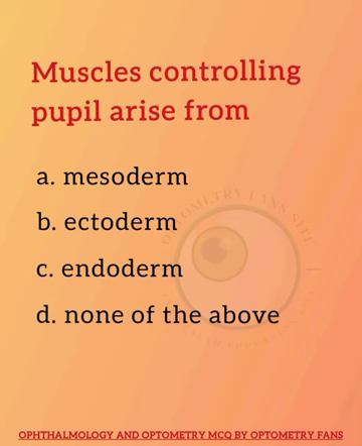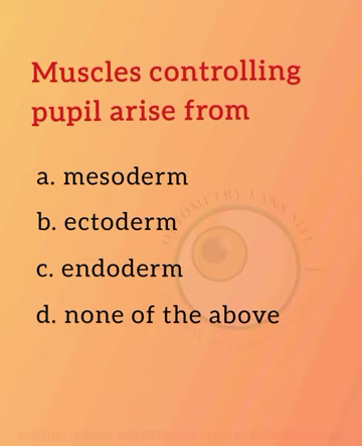The muscle controlling pupil arise from option A, mesoderm. Option B, ectoderm. Option C, endoderm. And option D, none of the above. The correct answer is option B, ectoderm.